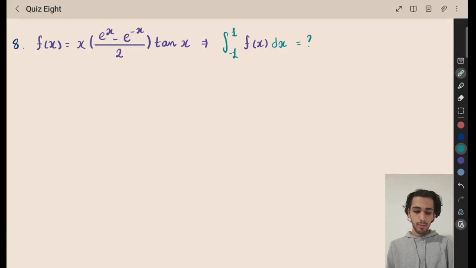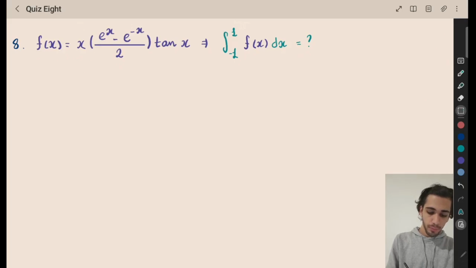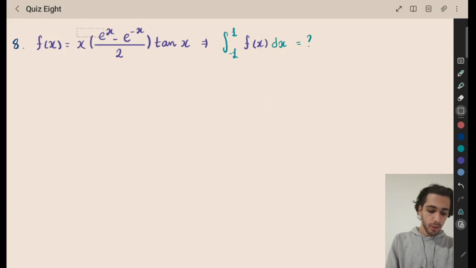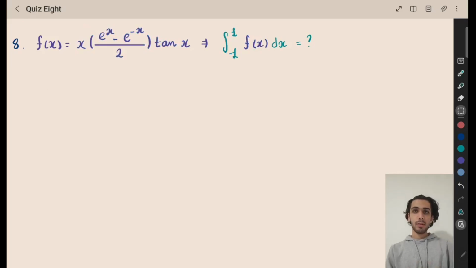So this is an integral we need to compute. This is the function. It's honestly an unpleasant function to deal with, as it seems. You know, tangent of x and then e to the x minus e to the minus x divided by 2. Like, I don't even want to start writing this down.